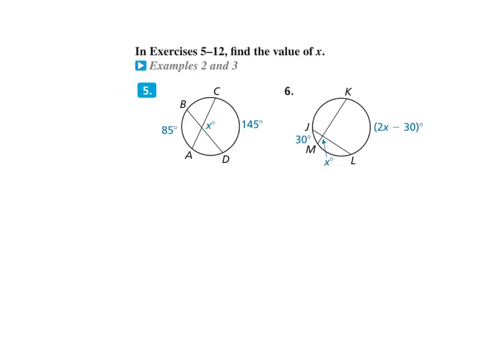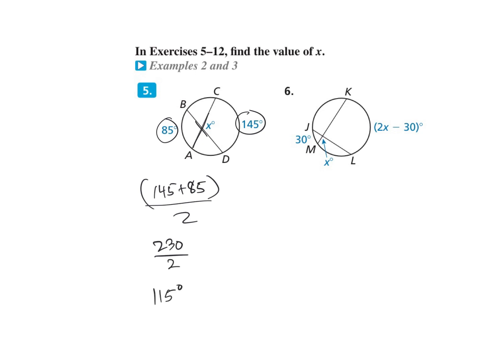Number 5, find the value of x. So this makes a plus sign, so remember you're adding the two together. 145 plus 85, and then you take half of that, or divide by 2. So 145 and 85 is 230. So 230 degrees divided by 2, which would be 115 degrees. That would be x.